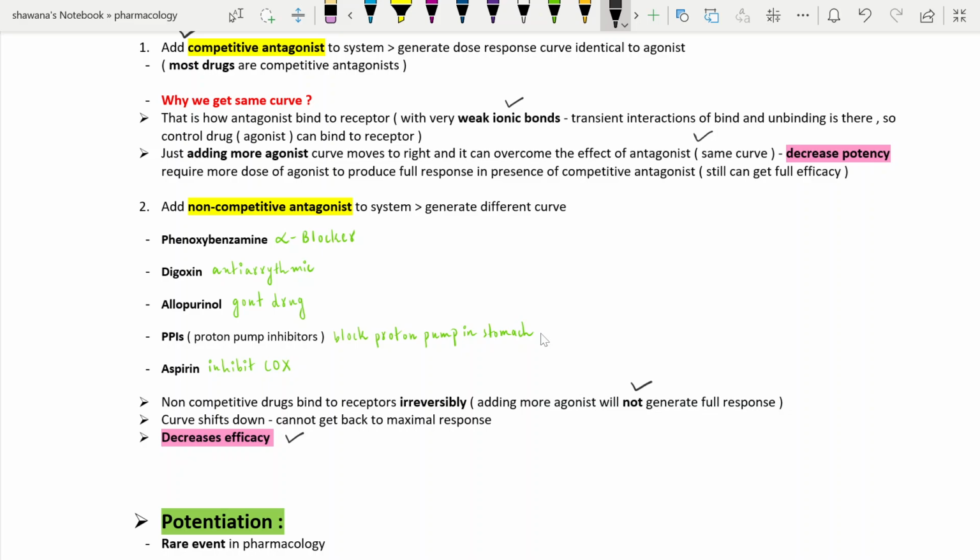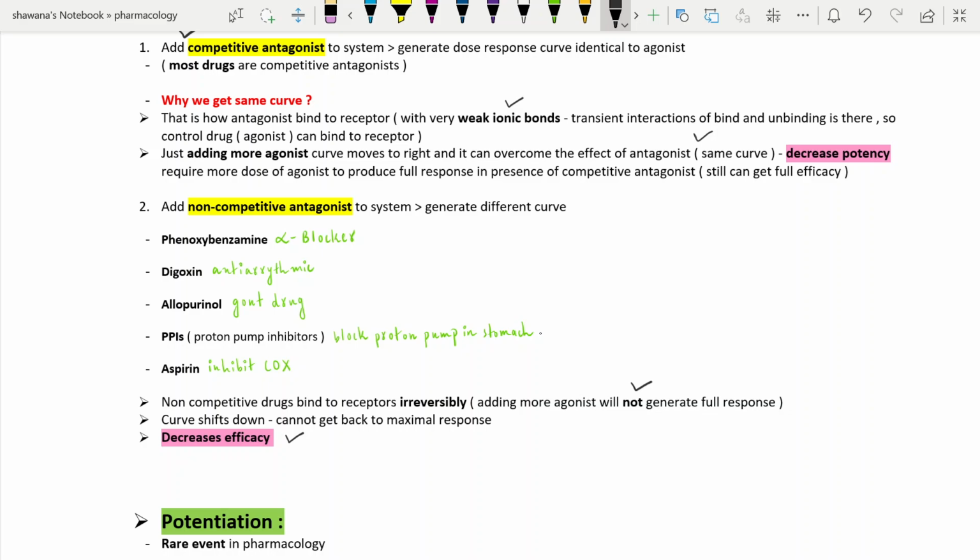What are those drugs that are non-competitive antagonists? You just need to remember their names. Not all of them are mentioned here, but the most important ones are. First, phenoxybenzamine. It's an alpha blocker, sorry, and it blocks both alpha 1 and alpha 2 receptors. Second is the heart drug digoxin, it's an antiarrhythmic. Third is allopurinol, the gout drug for treatment of gouty arthritis.